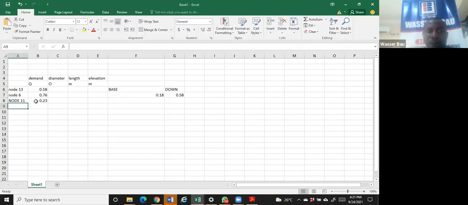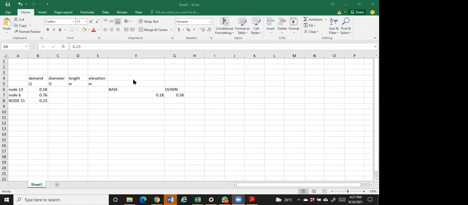So this is node 11. Any question? You were saying? So what did you say the dotted line stands for again?